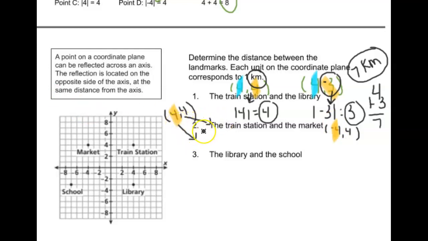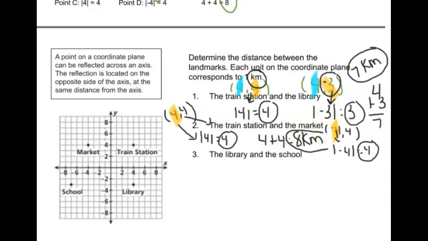So we're going to take the train station 4. The absolute value of 4 is 4. We're going to take -4, and we're going to say the absolute value of -4 equals 4. We're then going to take those two, and we're going to add them together to find the distance. So 4 plus 4 is 8 kms. Let's count them to make sure. 1, 2, 3, 4, 5, 6, 7, 8. So we're right.